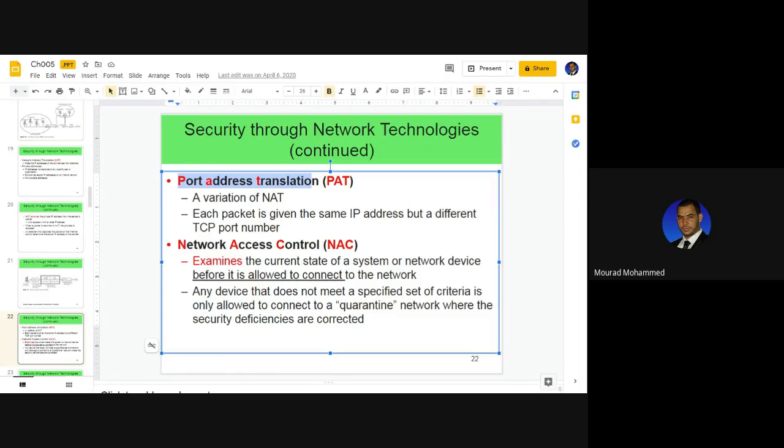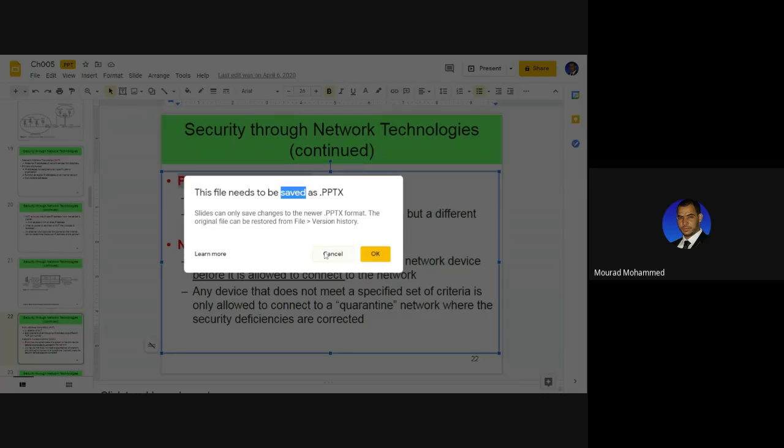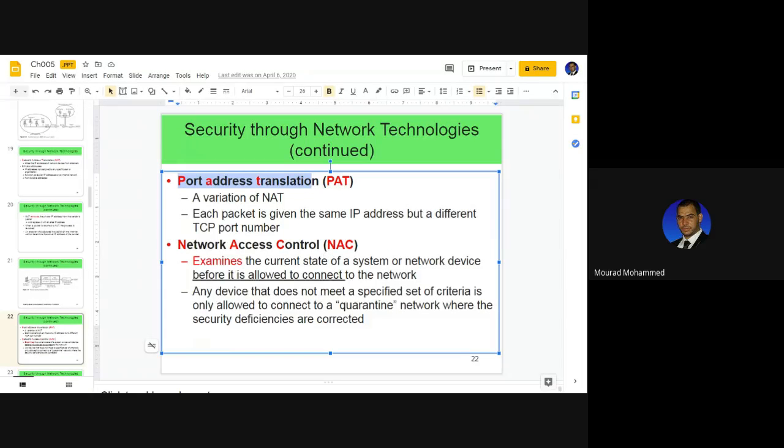Port address translation is a concern of swapping, changing and matching the real service ports with a fake one. It's an alias also. It's an alias.